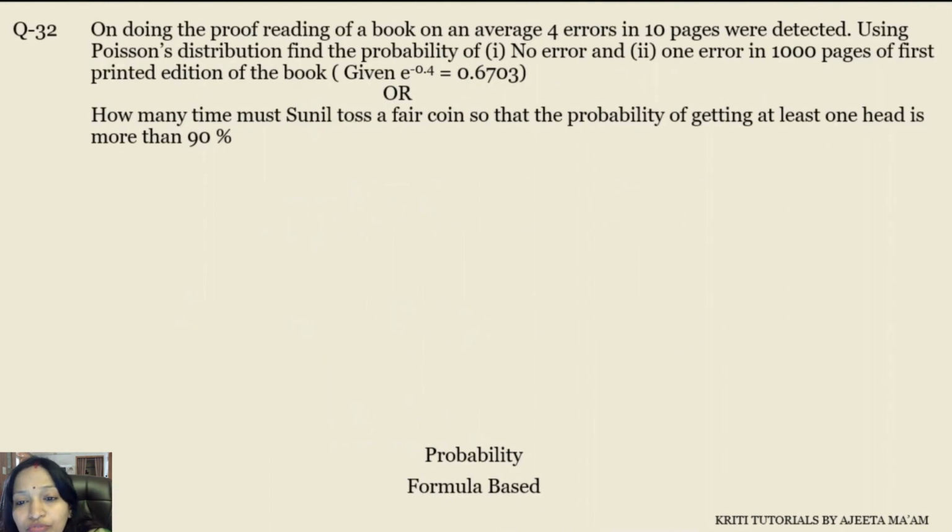On doing the proofreading of a book, on an average 4 errors in 10 pages were detected. Using Poisson's distribution, find the probability of no error, 1 error in 1000 pages of the printed edition of the book. और इसके साथ हमारा जो दूसरा क्वेश्चन है वो बायनोमियल डिस्ट्रीब्यूशन का है. पहला वाला पॉइसन डिस्ट्रीब्यूशन पे है और दूसरा वाला बायनोमियल पे. हम दोनों सॉल्व करेंगे वन बाय वन.